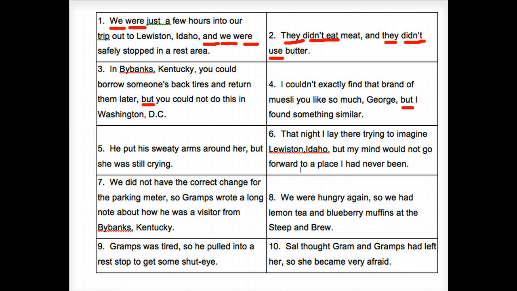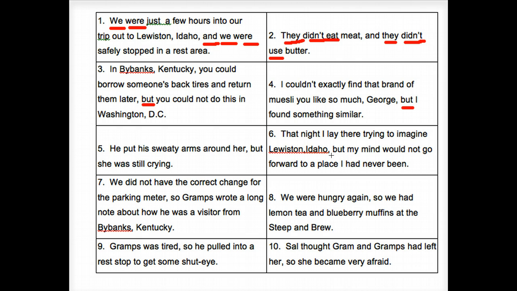She is saying that she tried to imagine Lewiston, Idaho, but her mind would not go forward to a place that she had never seen. Here's your connector, but, to show that the ideas are contrasting. Use sentences with but when you want to make a point about two ideas that do not go together. In fact, they are opposite ideas from each other.